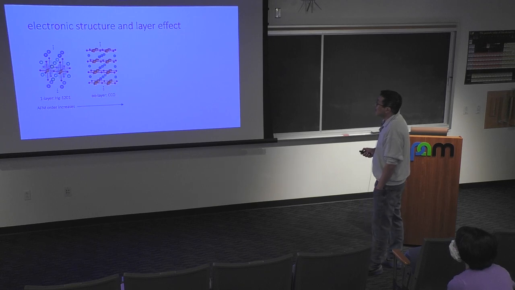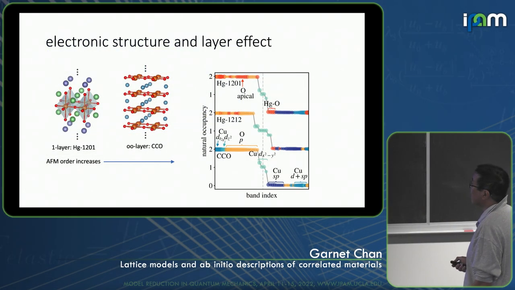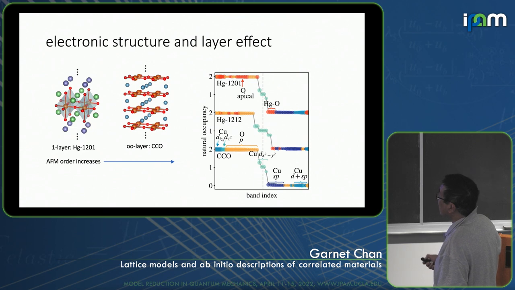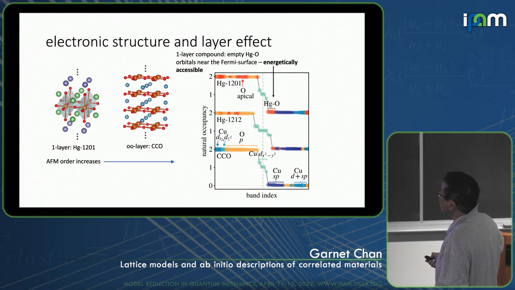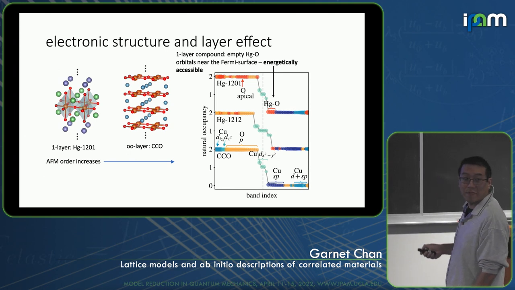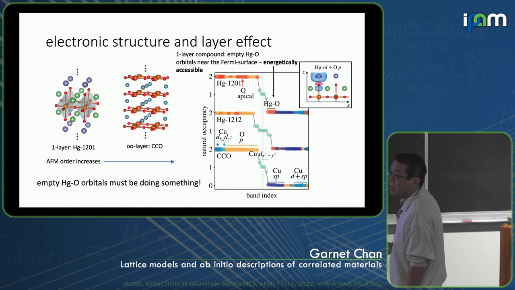And so we know that the antiferromagnetic order increases as you go from one layer to multiple layers. If you start to look at the correlated electronic structure, in particular the correlated band structure, an important difference between the single layer compound and these infinite layer compounds is the fact that close to the Fermi level, there are some additional empty orbitals involving these buffer atoms, the mercury and oxygen atoms. They are atoms that sit away from the copper oxygen plane, above it, but they're very close to the Fermi level. So presumably, they should be doing something.